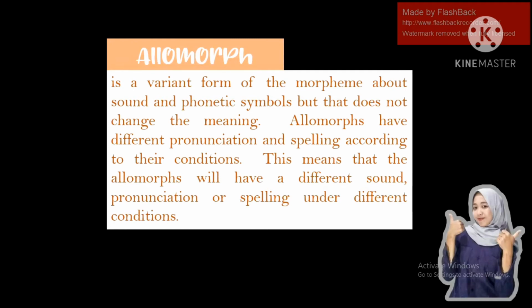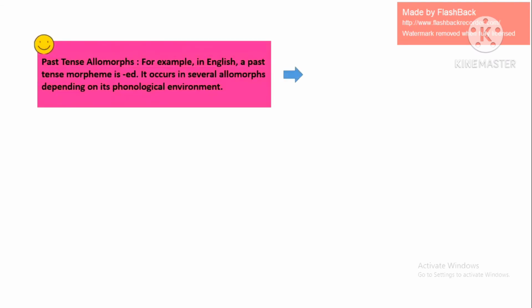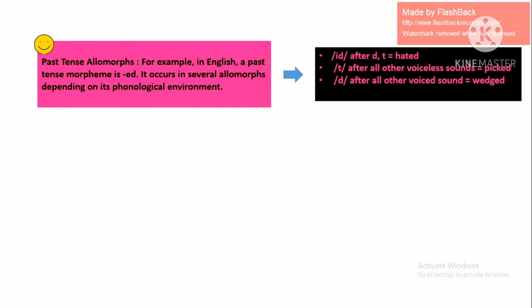Allomorph consists of, the first is past tense allomorph. In English, a past tense morpheme is "ed". It occurs in several allomorphs depending on its phonological environment. Past tense allomorphs include "id" after "d" and "t", like "headed", and "t" after all other voiceless sounds, like "picked", and "d" after all other voiced sounds, like "wedged".